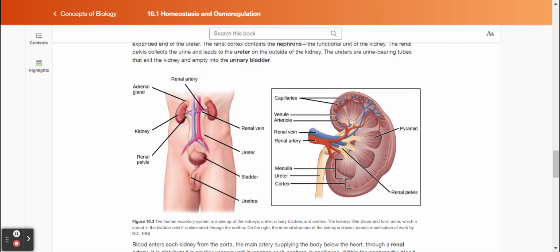Figure 16.3. The human excretory system is made up of the kidneys, ureter, urinary bladder, and urethra. The kidneys filter blood and form urine, which is stored in the bladder until it is eliminated through the urethra. On the right, the internal structure of the kidney is shown.